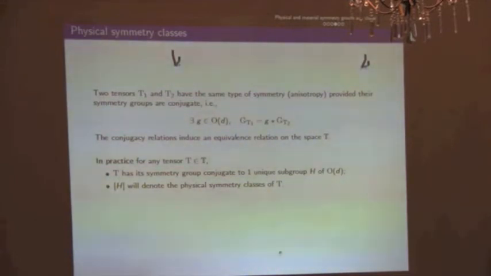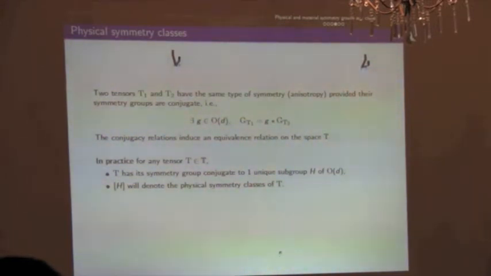Since I want to compare physical tensors in different orientations, I should discuss physical symmetry classes, and it's strictly the same idea. Here there is a mistake on my slide, because it's not the G star product, but as before, what should be read is G T2, because what I transform is a group and it's not a tensor.